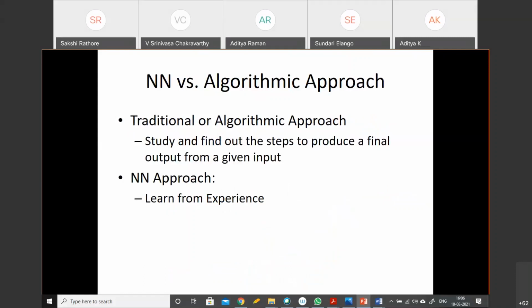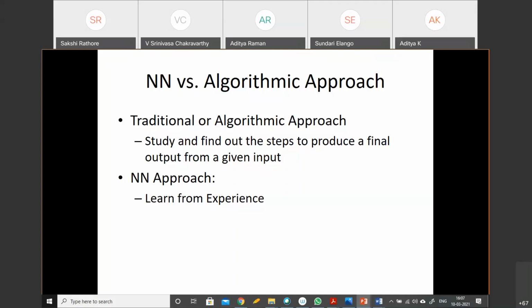There's a very elegant algorithm which was discovered by several groups almost simultaneously, within a short span of about two to three years in the mid 80s. So it became clear that there is a fundamental difference between how neural networks approach problem solving, which is quite different from traditional computer science type problem solving. The traditional approach is what is called the algorithmic approach, and that is you study and find out the steps to produce a final output.